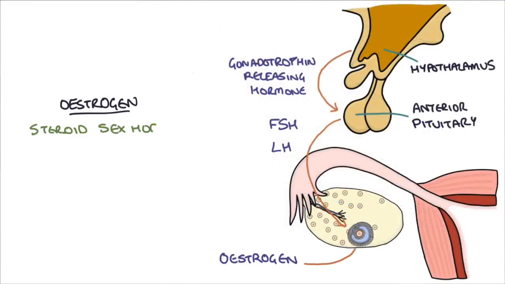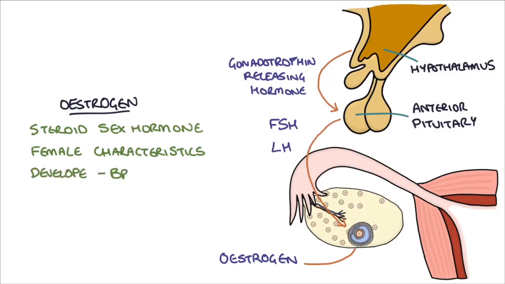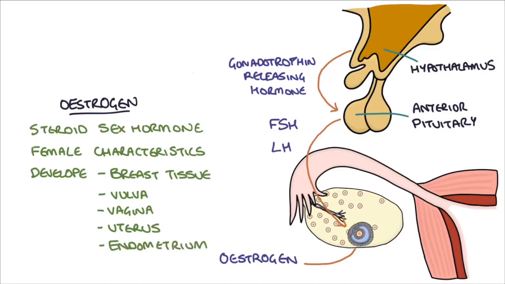Estrogen is a steroid sex hormone that acts on tissues with estrogen receptors to promote female secondary sexual characteristics. It stimulates the development of breast tissue and other female sex organs around puberty, such as the vulva, vagina, and uterus. It also stimulates the blood vessels in the uterus and the development of the endometrium, and it causes the mucus in the cervix to become thinner so that the sperm are able to penetrate it around the time of ovulation so that they can get into the uterus and get to the egg to fertilize it.